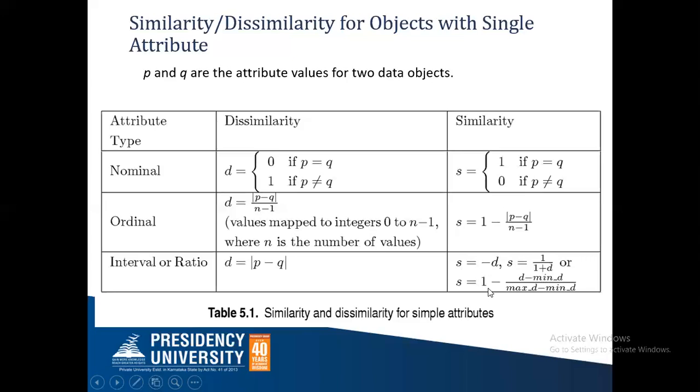be calculated with another alternative formula, which is 1 minus D minus min of D divided by max of D minus min of D. Since these are range of values, we will have a range which says like minimum this value and maximum a particular value. The range, if it is for example 1 to 10, minimum is 1, maximum will be 10 in that example. So we can substitute for min of D and max of D in the formula to calculate the value of S. This is in case of a simple attribute or a single attribute.